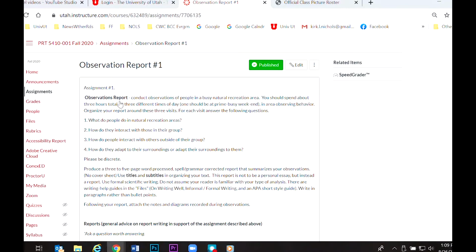And they are, I mentioned them earlier, one, what do people do in natural recreation areas? So you would answer that for each of these time periods. Two, how do they interact with others in their group? Three, how do people interact with others outside their group? And four, how do they adapt to their surroundings or adapt their surroundings to them? So yes, I am asking you to be discreet.